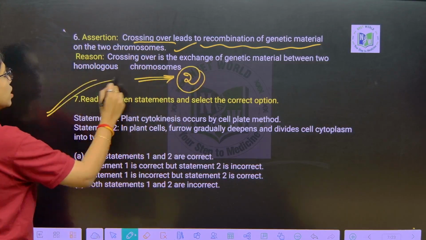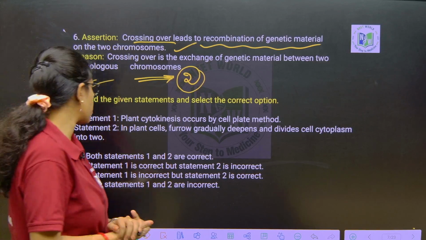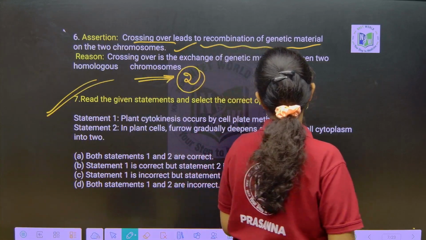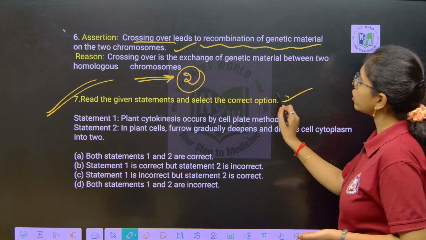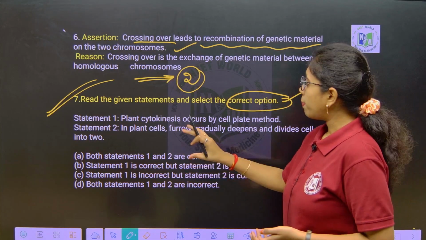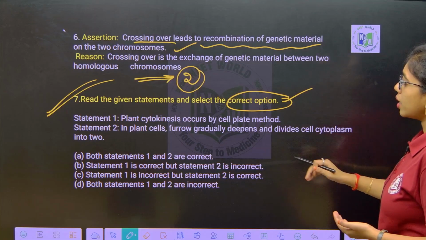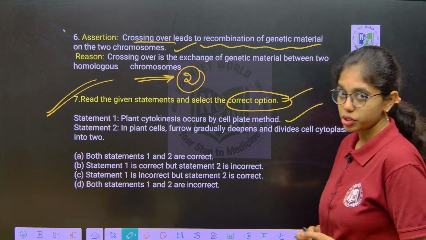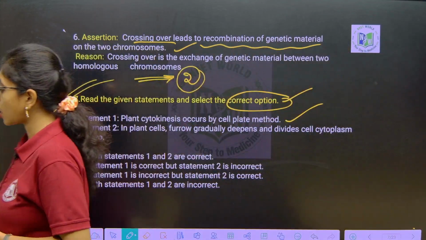Clear, right? Now this question you see, this is a statement based question. Read the given statements and select the correct option. Correct option he is asking us to choose. Statement 1: plant cytokinesis occurs by cell plate formation. Yes, plant cytokinesis occurs by what?